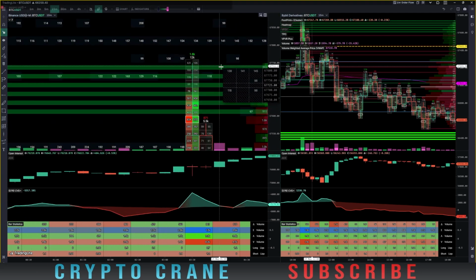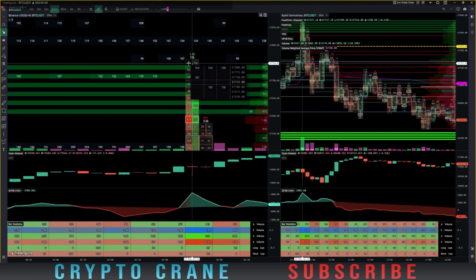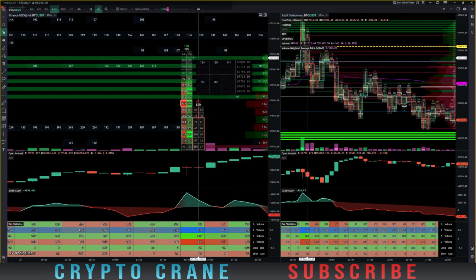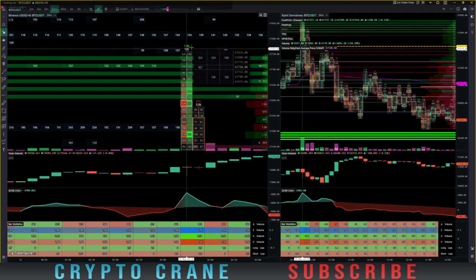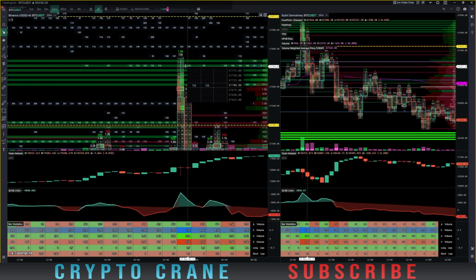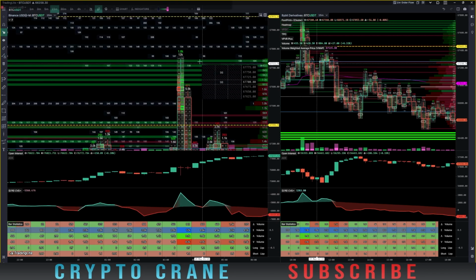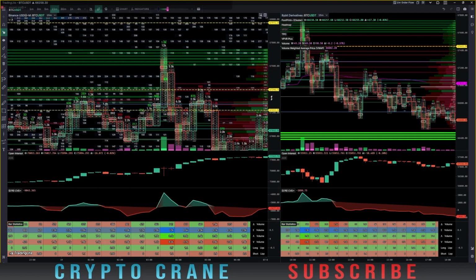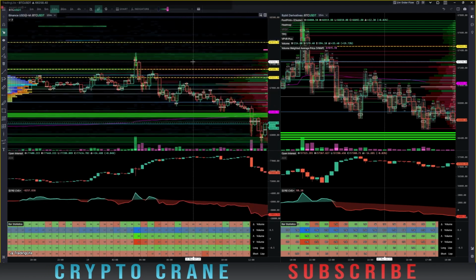And what you see at the top of this wick is a failed auction. 106 Bitcoin longed versus 6.9 Bitcoin being shorted at the top of this wick, and price is not able to accept above, which indicates that price is truly bearish and these longers are now trapped at the top of the wick and price is likely to go down from here.